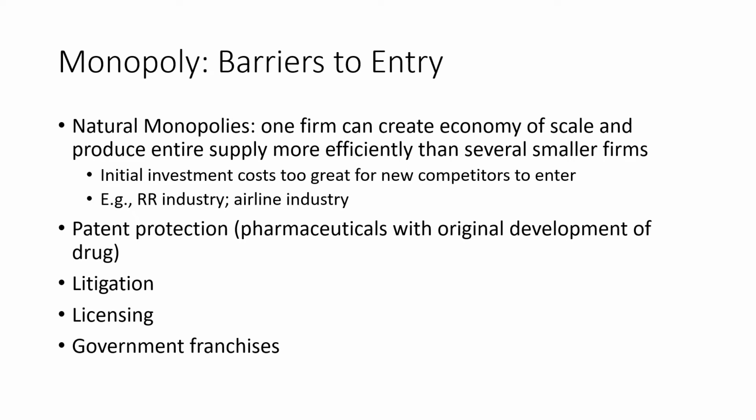one of the primary barriers is the cost of production, okay? So that one firm can create an economy of scale and produce the entire supply more efficiently than several small firms, okay? This is back to the idea of economy of scale with which we dealt earlier, that lowers the cost of production. The initial investment cost is too great for new competition. This is the cost of laying all the cable, the cost of laying the power lines, laying the gas lines, buying the aircraft, okay? And to the degree technological advancement improves, it can offset those upfront costs.